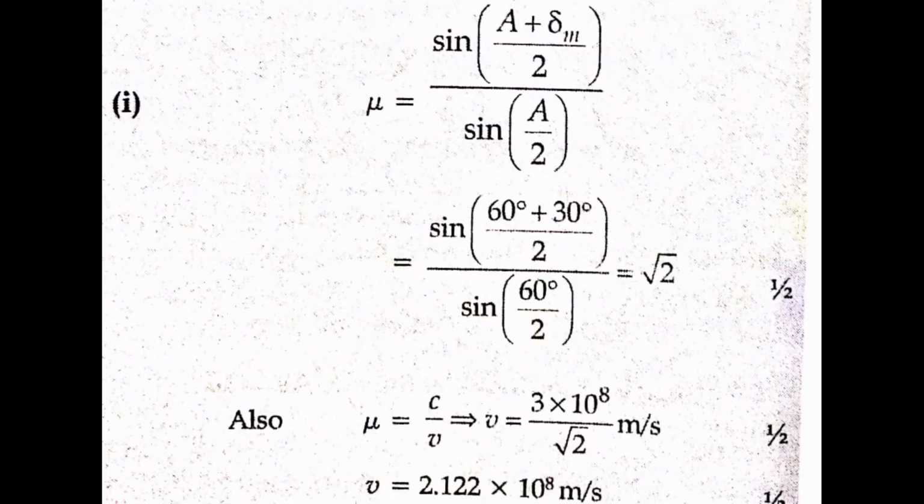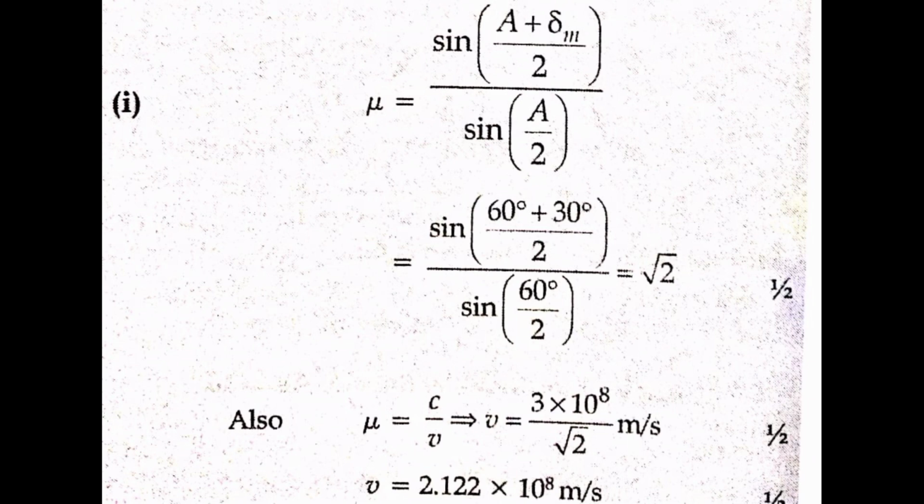In the first case, what are the things given here? Here the angle of minimum deviation is given, that is delta m or D, that is 30 degree. And here we know that this is an equilateral prism, that is why the angle of the prism will be 60 degree, right? And what we have to calculate, the speed of light through the prism we have to find.